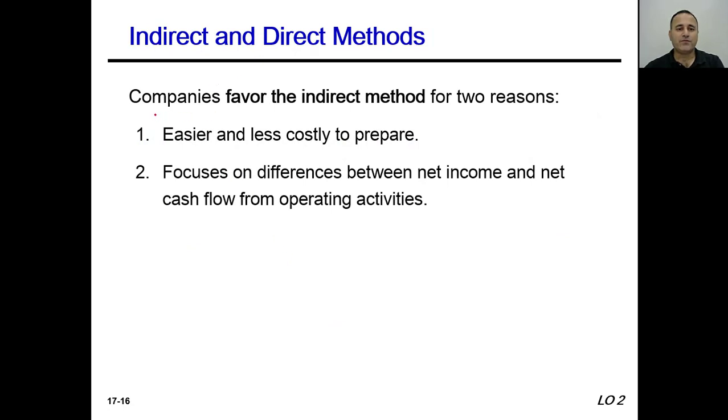Indirect and direct methods. Companies favor the indirect method, and as I explained in my last lecture, they prefer it for two reasons. Number one, it's easier to prepare and less costly. And it focuses on differences between net income and net cash flows from operating activities. In the coming few slides, we will learn how to calculate cash flows in step number one, which is operating activities, step number two, which is investing and financing activities, and then of course the easiest step is step number three, in which we get a confirmation whether we are doing everything right or not.